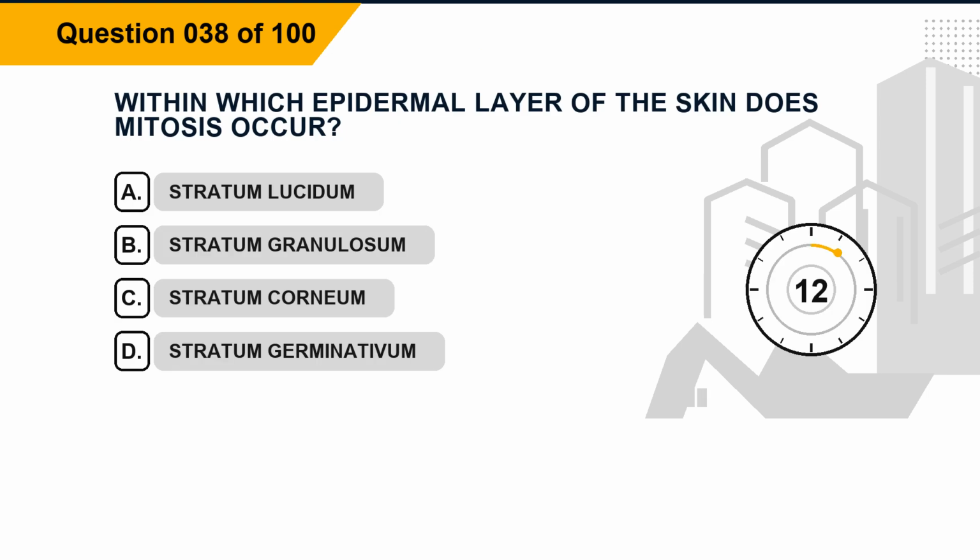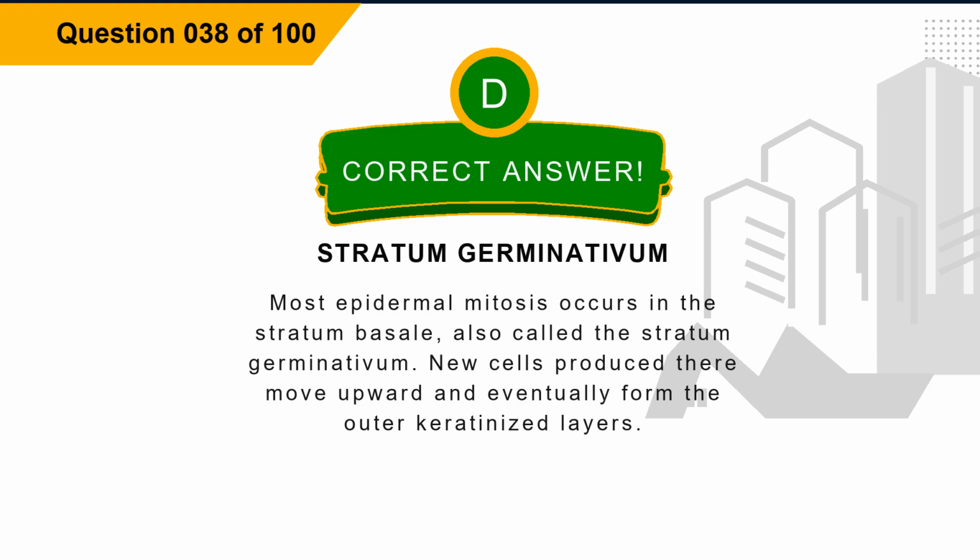Question 38. Within which epidermal layer of the skin does mitosis occur? Option A, stratum lucidum. Option B, stratum granulosum. Option C, stratum corneum. Option D, stratum germinativum. The correct answer is option D, stratum germinativum. Explanation. Most epidermal mitosis occurs in the stratum basale, also called the stratum germinativum. New cells produced there move upward and eventually form the outer keratinized layers.